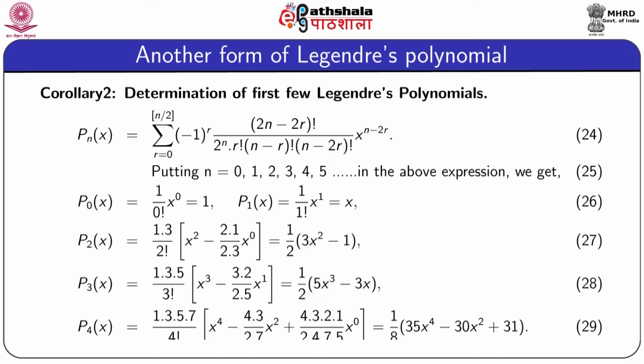In a similar manner, if we put n equal to 1 in equation 27, we get P_1(x) on the left hand side, and on the right hand side r goes from 0 to half, which again becomes 0, because you have to take (n-1)/2. If you do that, you will get x to the power 1 divided by 1 factorial, which is x. In a similar manner, if you put the values 2, 3, 4, you will get the expressions 29, 30 and P_4(x) and so on.